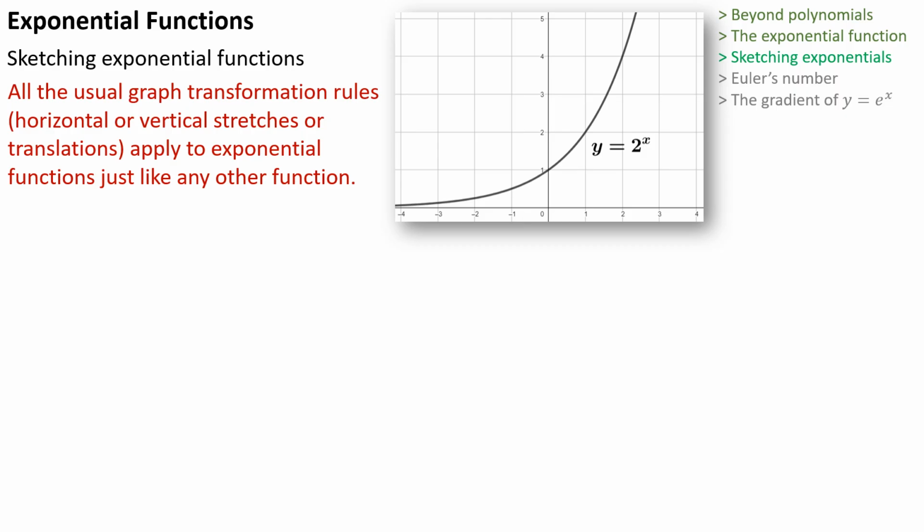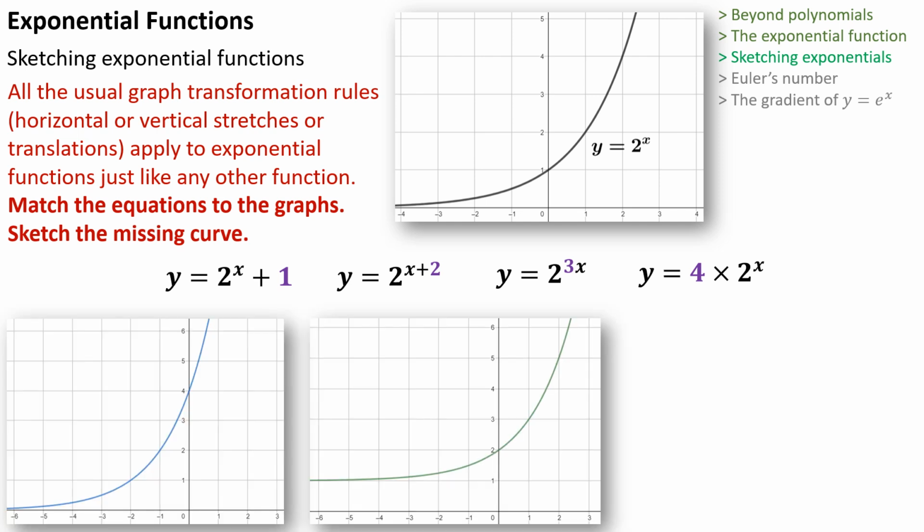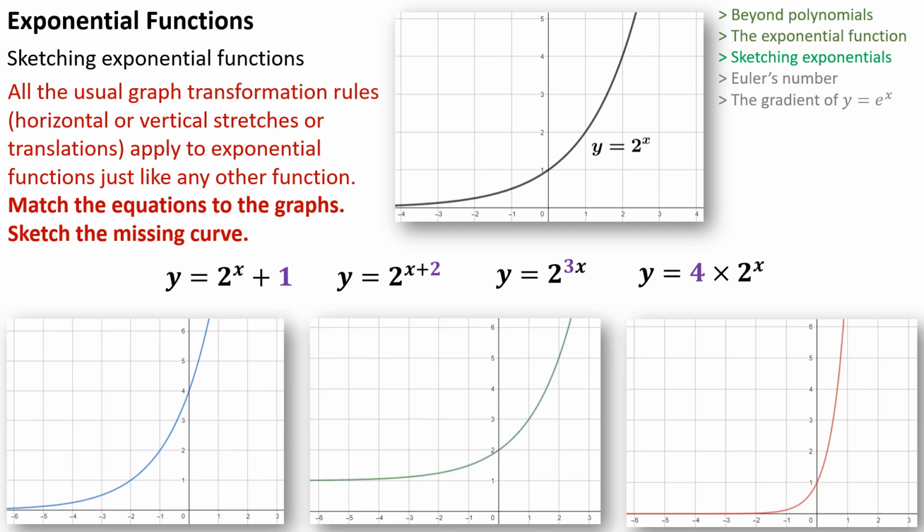We can mess with all the same normal transformation rules that you've learned: stretches, horizontal and vertical, translations, horizontal and vertical. So I'm going to give you 4 equations and 3 curves. I'd like you to see if you can figure out which of these 4 equations belongs with each of the 3 curves. And with your leftover equation, see if you can sketch the relevant curve. Pause the video, give this a go.